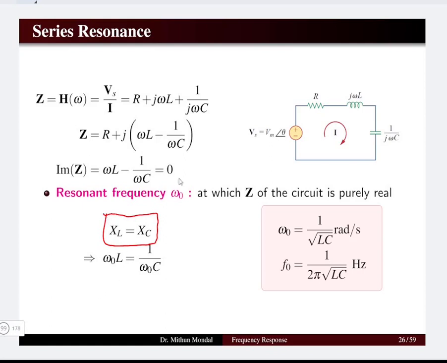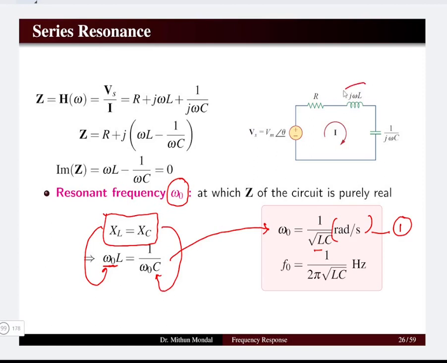We can say that at the resonant frequency omega naught, we can write omega naught L, which is the inductive reactance, equal to the capacitive reactance, 1 by omega naught C. Now from this relationship, we can obtain the omega naught value, which is 1 by under root of LC, and the unit is radian per second. So this is the first equation to be remembered: the resonant frequency is equal to 1 by under root of LC for any network.